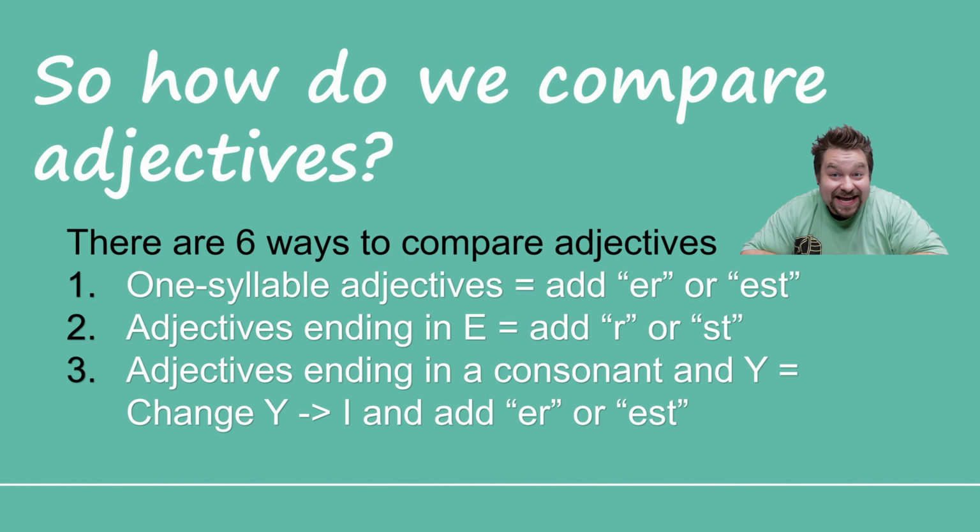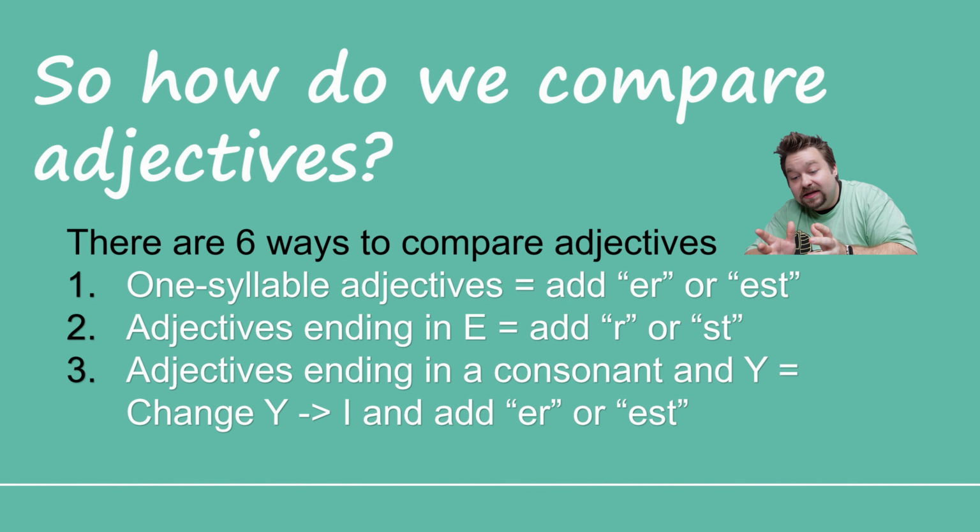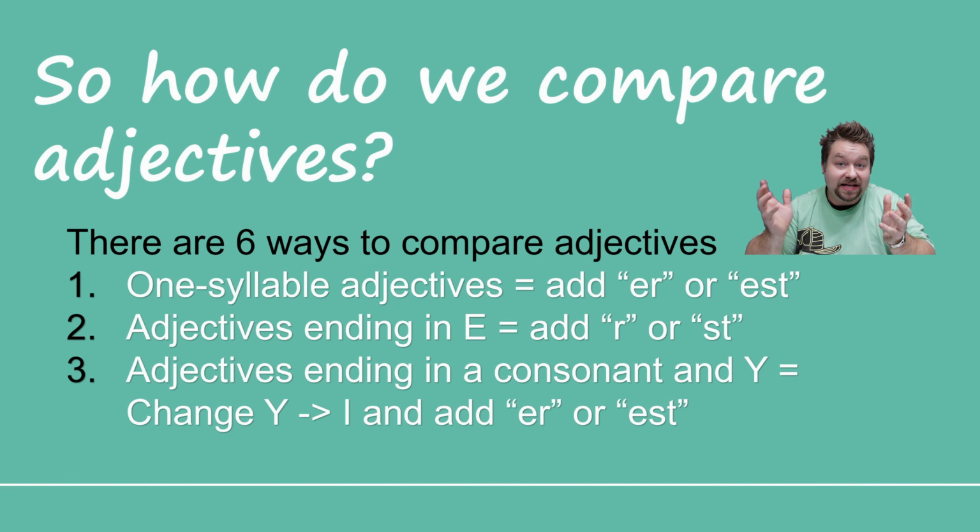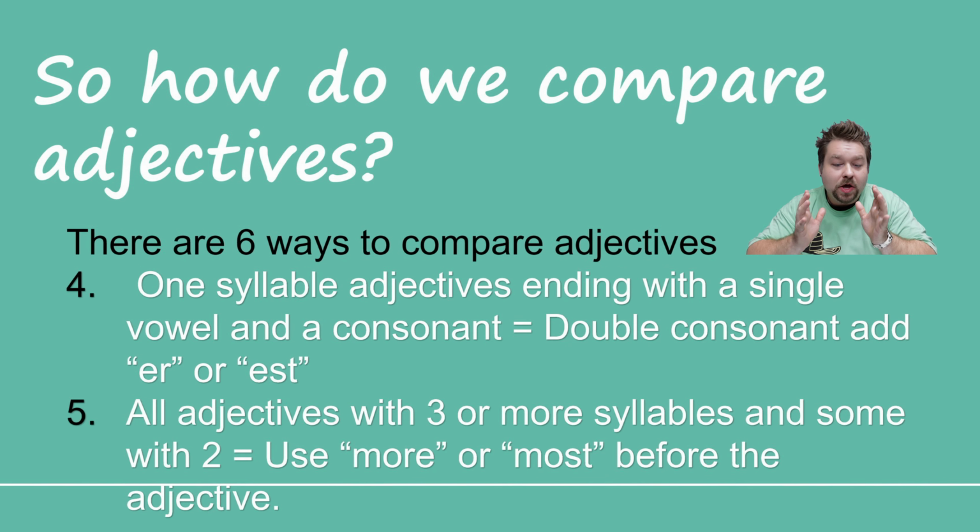So, how do we compare adjectives? Well, six ways. Let's look at these. First one, okay? One-syllable adjectives, we add ER or EST, okay? Second way. Adjectives ending in an E, we just add R and ST to make the ER, EST. Number 3, adjectives ending in a consonant and a Y. We change the Y to an I and add ER or EST. Not so bad. Number 4, one-syllable adjectives ending with a single vowel and a consonant.